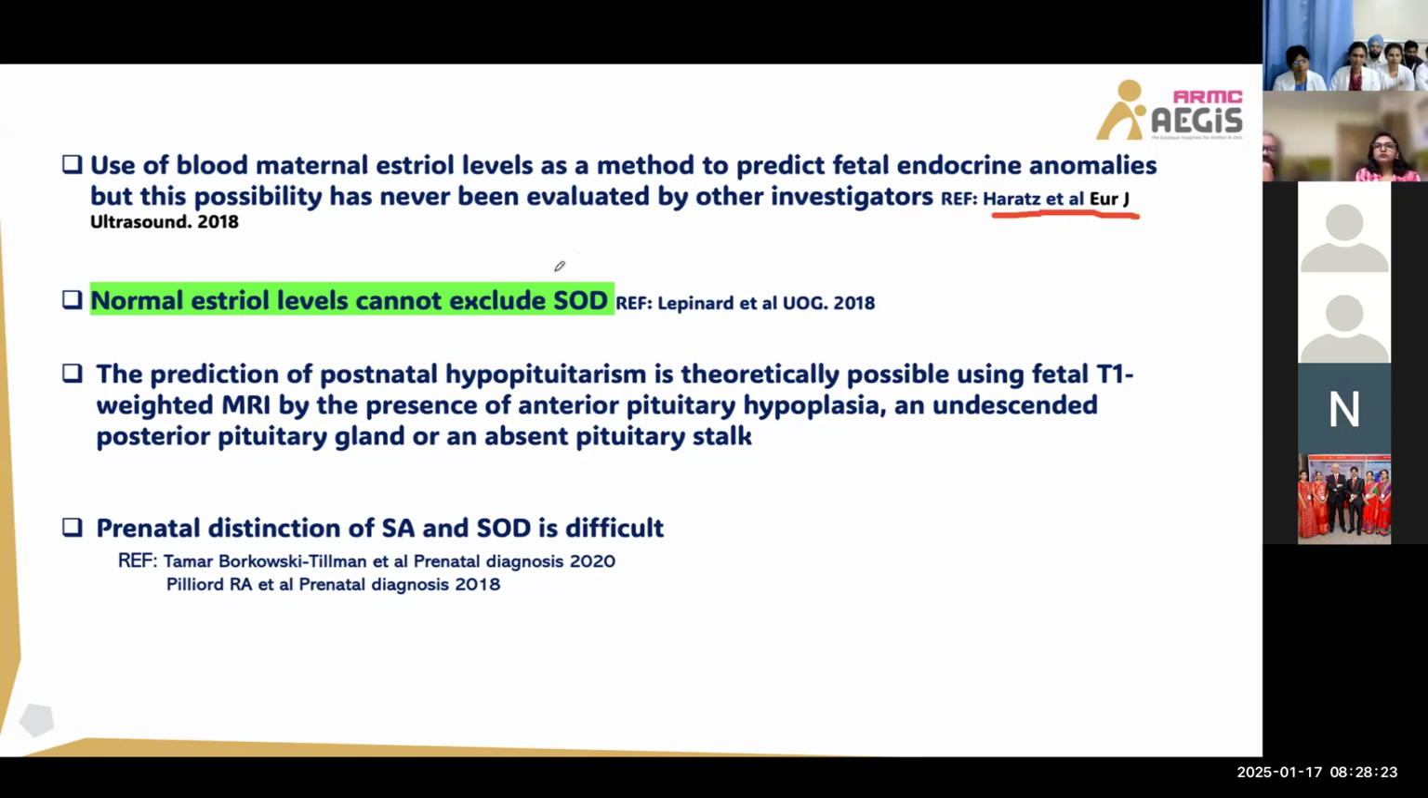But as Smitha has told, there are two issues. One, large-scale prenatal validation is absent. Another important point is normal anterior pituitary hormone levels do not exclude septo-optic dysplasia, because as we will see in a later slide, it is not necessary to have an anterior pituitary issue in all cases of septo-optic dysplasia. So this is not a very sensitive method to distinguish between the two conditions.